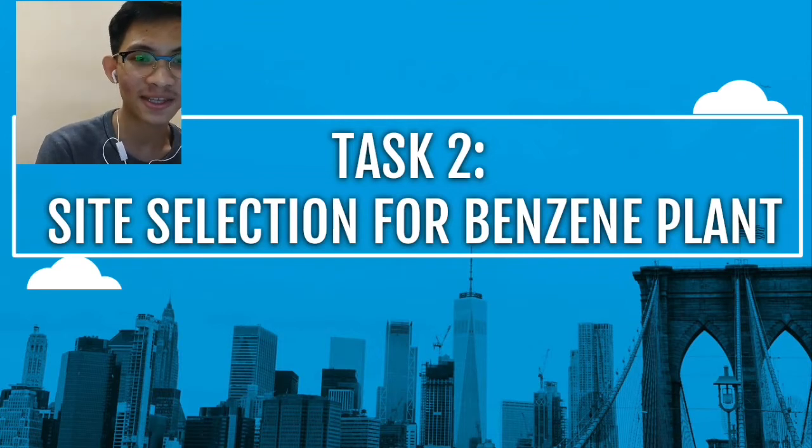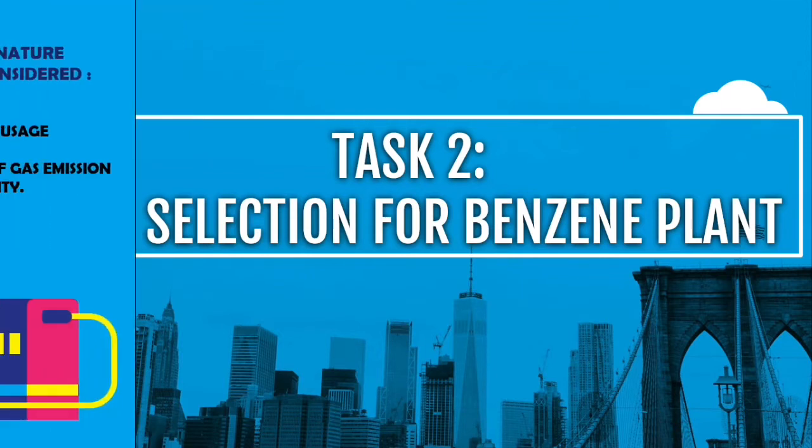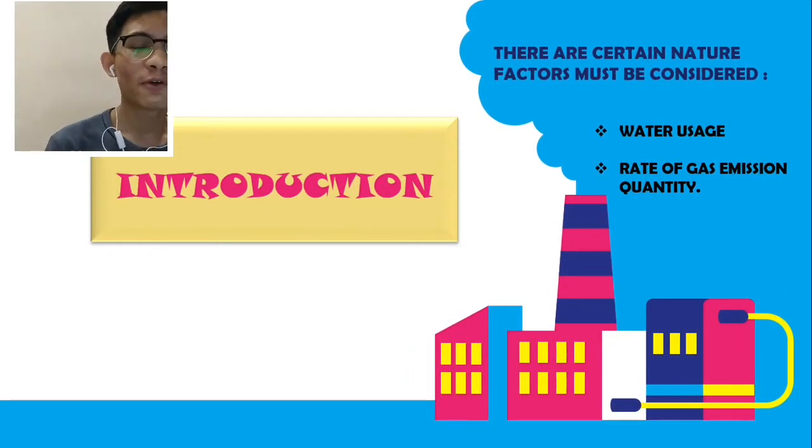Today, I would like to present to you, Miss, about our second task, which is site selection for benzene plant. First of all, before we start to build our benzene plant, we need to take into consideration the nature factor. Here we have two kinds of nature factor, which are the first one, water usage, and the second one, rate of gas emission quantity.